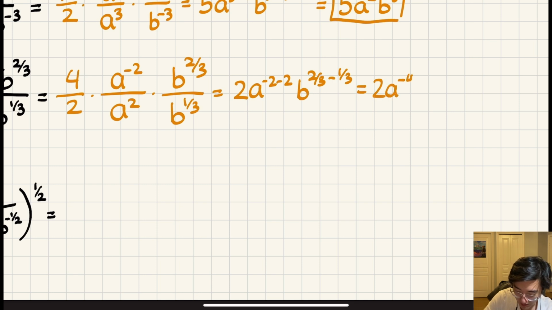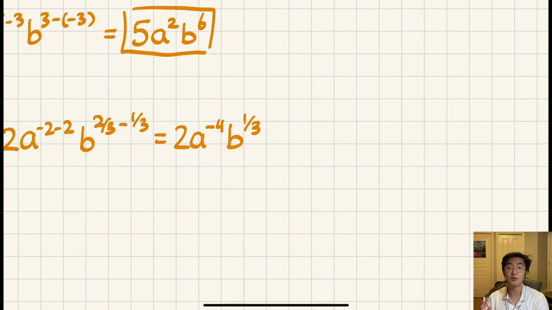This gets us 2 times a to the power of negative 4 and b to the power of 1 over 3. Okay, so this is correct. But as a general rule of thumb, or for convention's sake, we always want to make sure that there is no negative exponent in our answer. Right? So in this case, we have a to the power of negative 4.